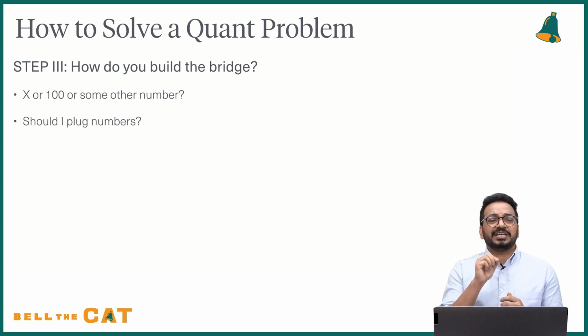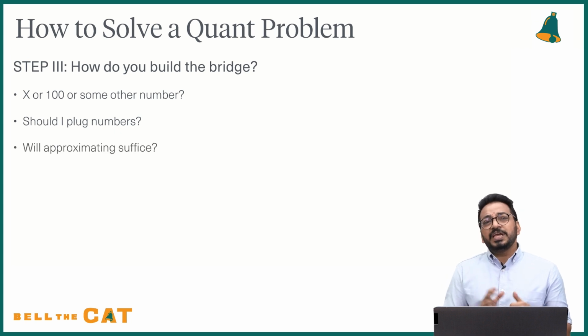Or should you say, let me take n equal to 1, let me take n equal to 2? Should I plug numbers into the equation and get the answer? Is that a better way to build a bridge? The way the answer options are given, the answers are very, very far apart. So do I actually need to calculate precisely, or can I do some approximation?